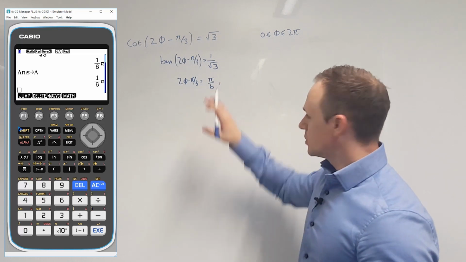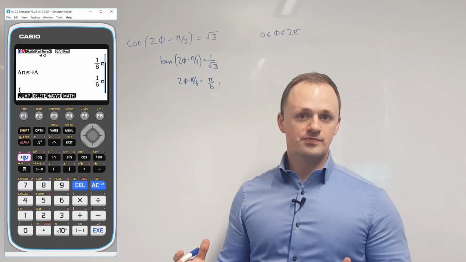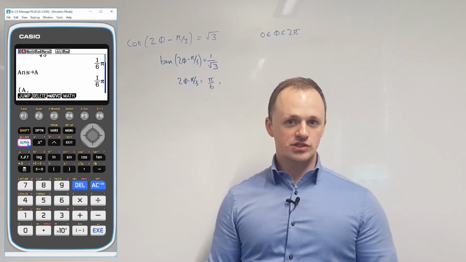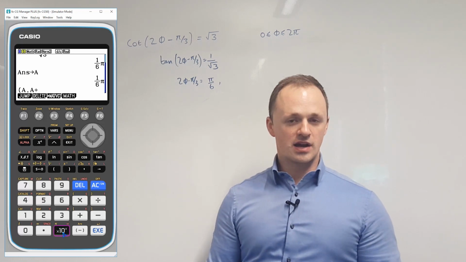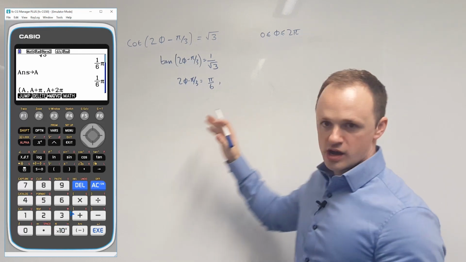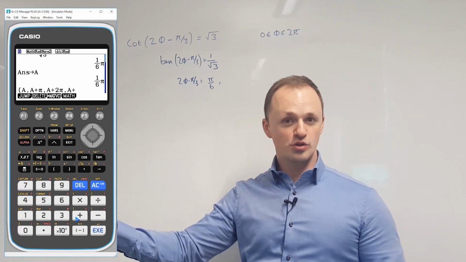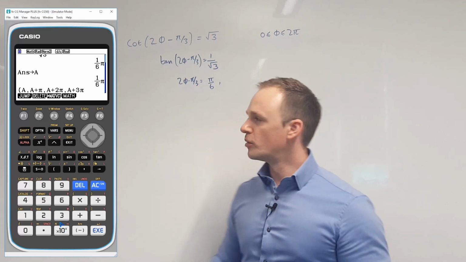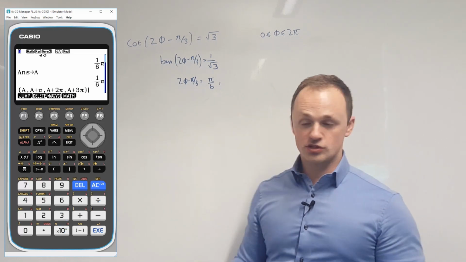First of all, store this value in your calculator, say as a. And then if you open up a list, you can put a as the first value, and then put a comma in. And then the second value, you can do a plus pi. And then the third value, a plus 2 pi. Fourth value, a plus 3 pi. Here, though, they're relatively easy for us to just write down.